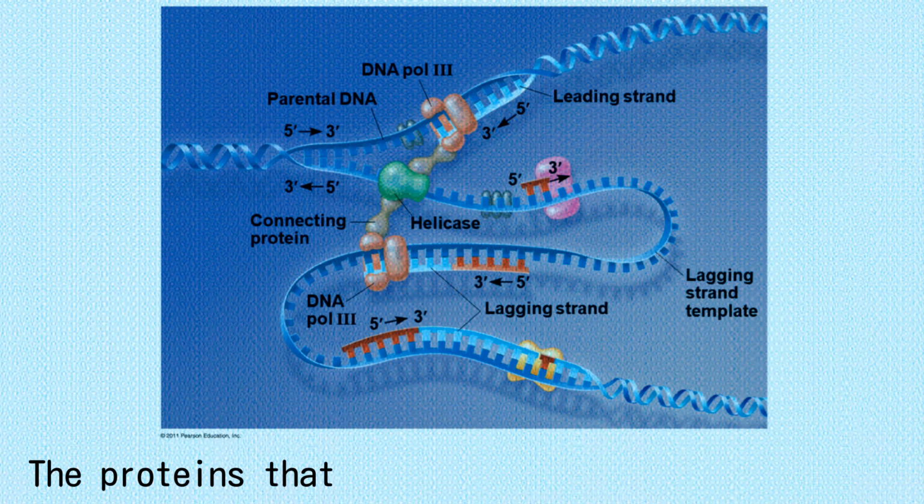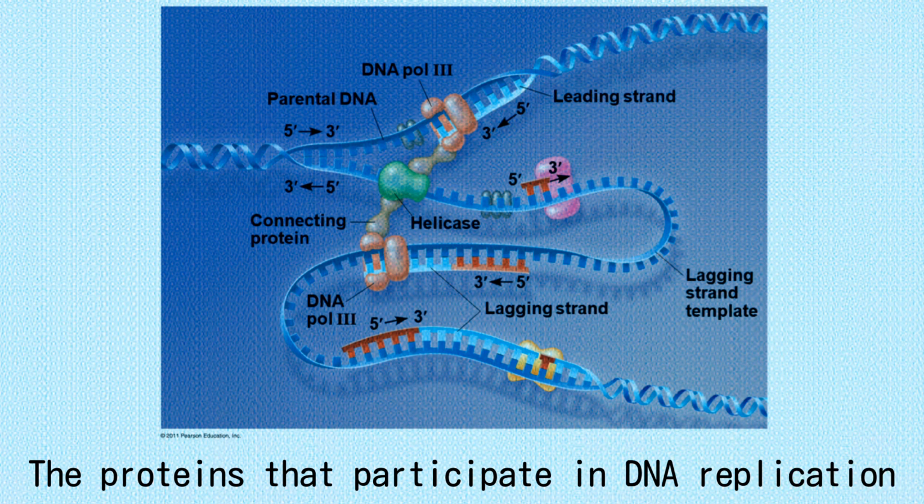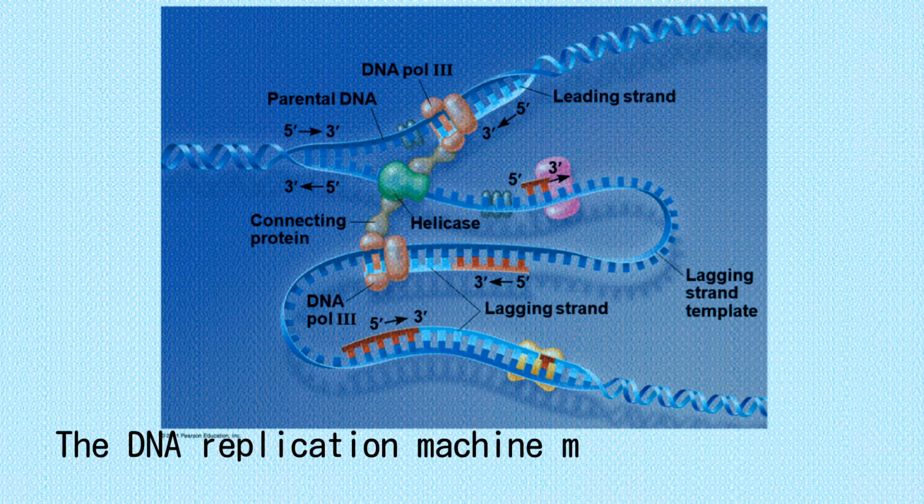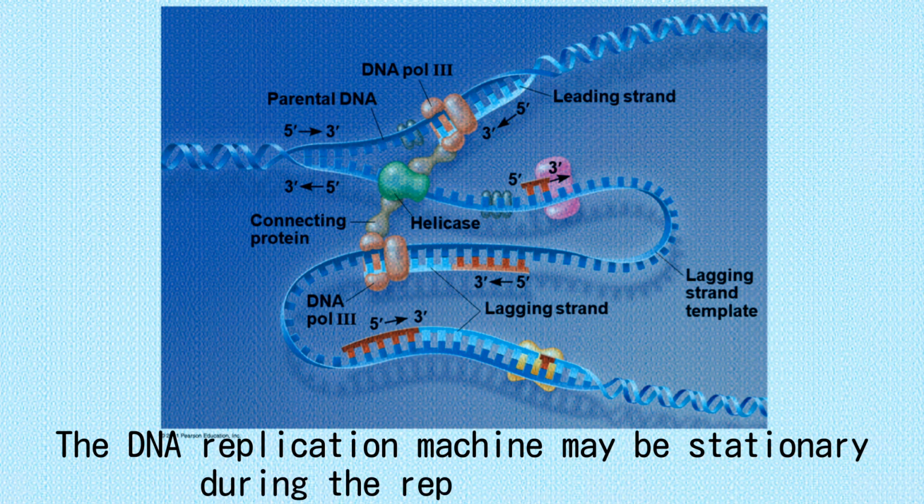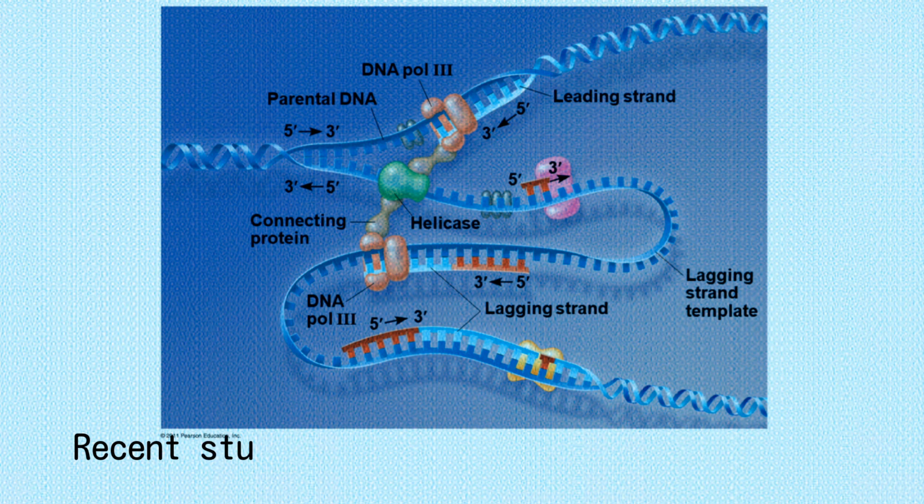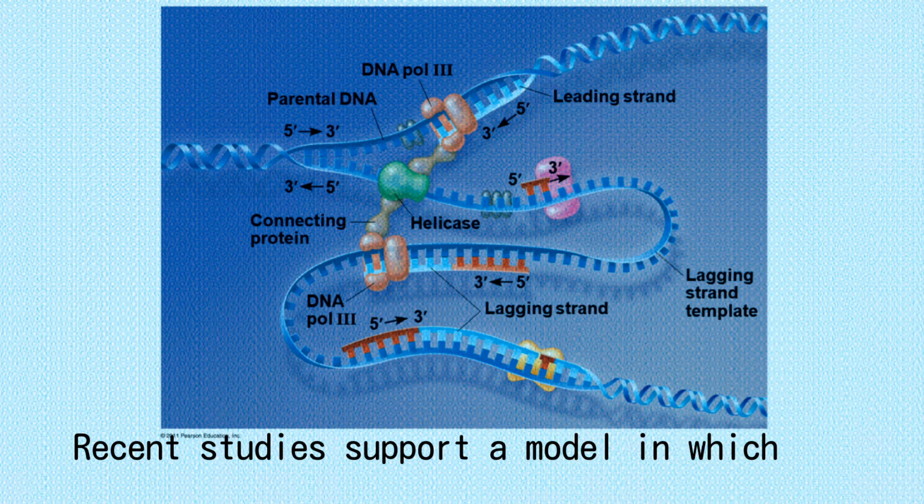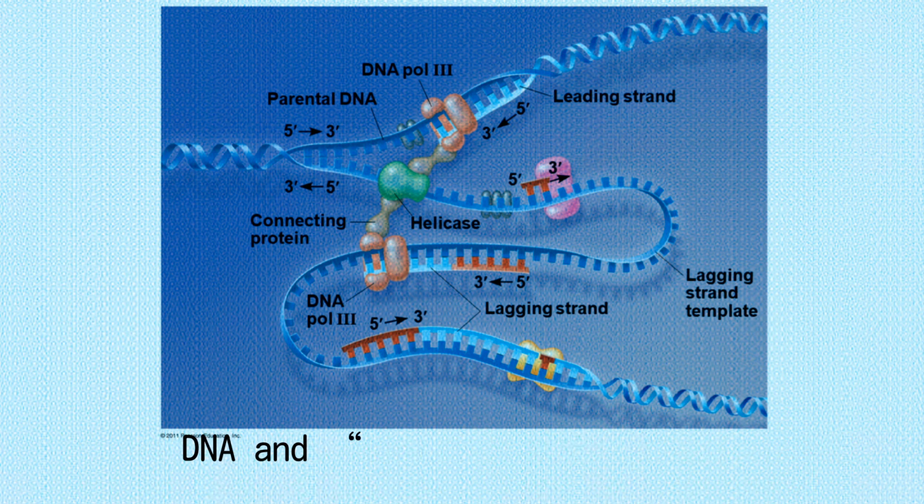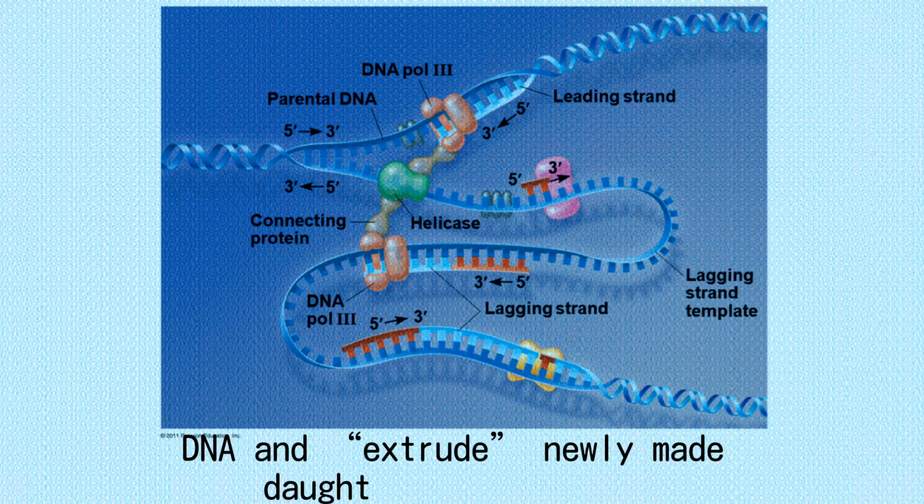The proteins that participate in DNA replication form a large complex, a DNA replication machine. The DNA replication machine may be stationary during the replication process. Recent studies support a model in which DNA polymerase molecules reel in parental DNA and extrude newly made daughter DNA molecules.